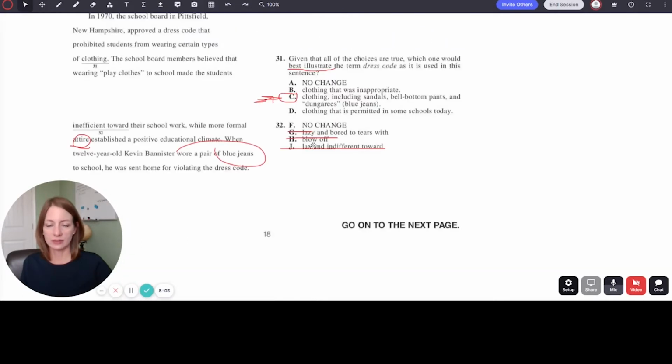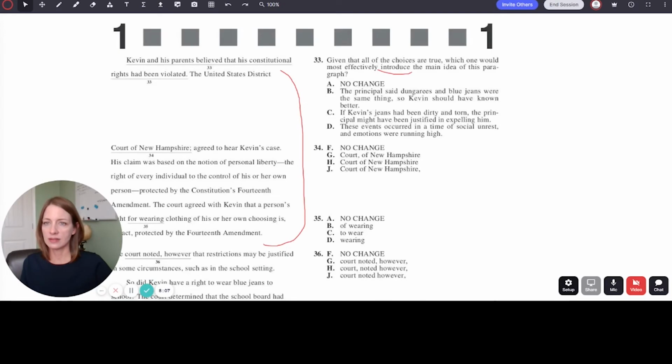Let's look back. Given that all the choices are true, which one would effectively introduce the main idea of this paragraph? So there's a question of his rights according to the 14th Amendment. Kevin and his parents believe that his constitutional rights had been violated. That looks like a fine sentence, to be honest.